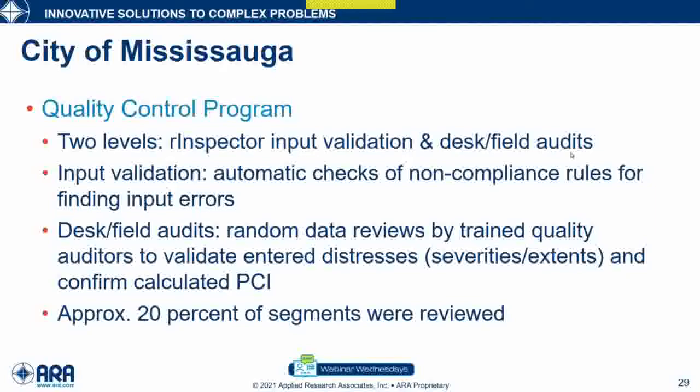The second level was a desk and field audit where the RDASH web dashboard allowed our trained quality auditors, pavement engineers, to view the inspection and validate the distresses that were selected and entered and confirm that the calculated PCI was reasonable. We also performed some field audits, just to see that the auditor who would actually visit the segment would agree with the calculated PCI and the distresses that led to that point. So in the end, approximately 20% of the network was reviewed for quality.